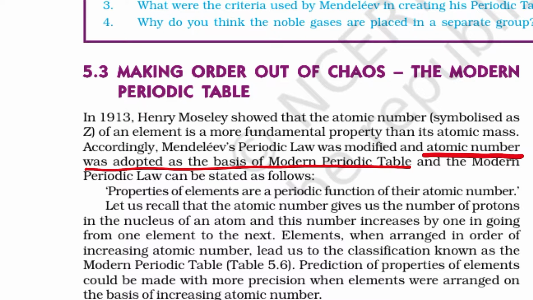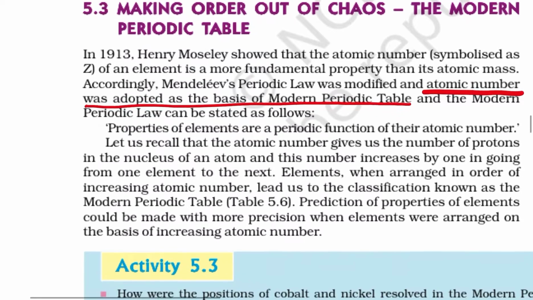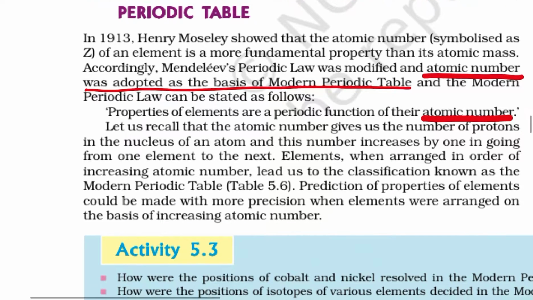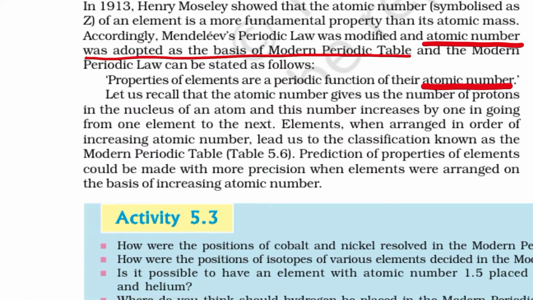The modern periodic table can be stated as below. The properties of elements are periodic functions of their atomic number. In the previous three periodic tables, atomic mass was the periodic function. Let us recall that the atomic number gives us the number of protons in the nucleus of an atom, and this number increases by 1 in going from one element to the next.